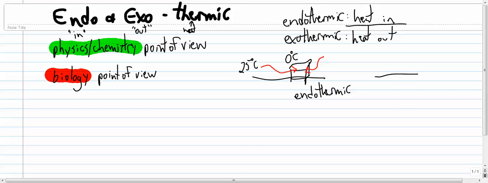Another example, say you've got a cup of coffee, and it's really, really hot. Let's say it's like 99 degrees Celsius, almost boiling, and the room is, again, 25 degrees Celsius. What's going to happen here is heat is leaving the coffee and heading out into the room. So that is exothermic.